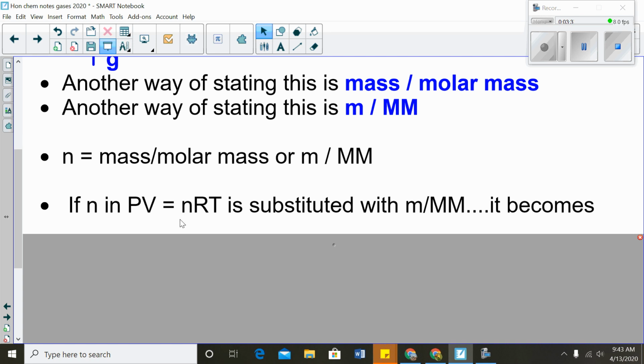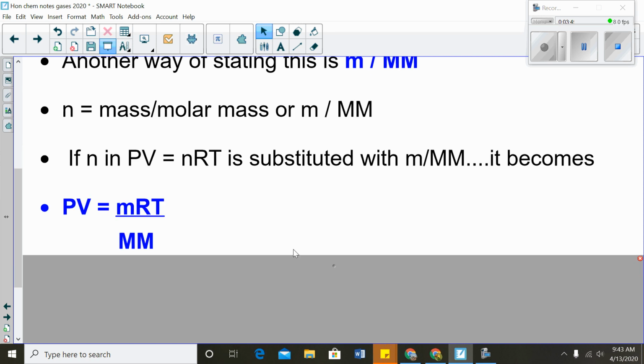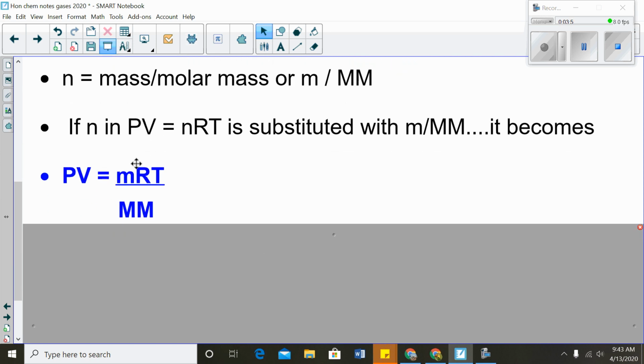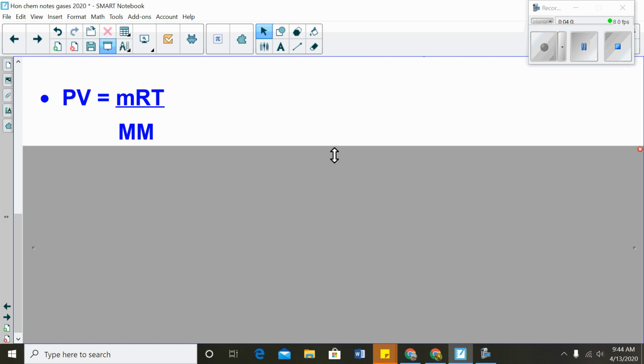Okay, so here's the ideal gas law. And if we substitute N, which is mole, with how to solve for mole, which is mass over molar mass, it would look like this. So now the N is gone, and we've replaced it with how to solve for N, which is mass over molar mass. Okay, so that's one rearrangement.